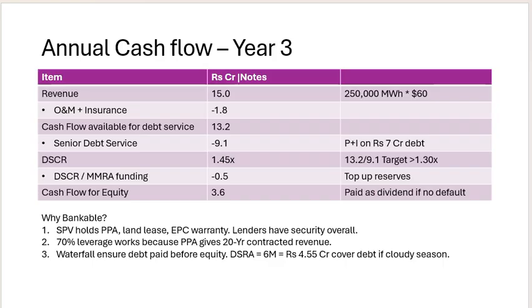We can move to the next stage. So the DSR and the MMRA funding. So where is the minus 1.5 cr, so 50 lakhs to top reserve, and the cash flow equity is 3.6, paid as dividend if no default. So that will be paid as dividend if no default happens.